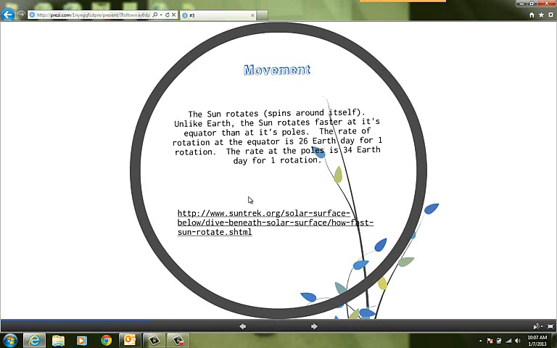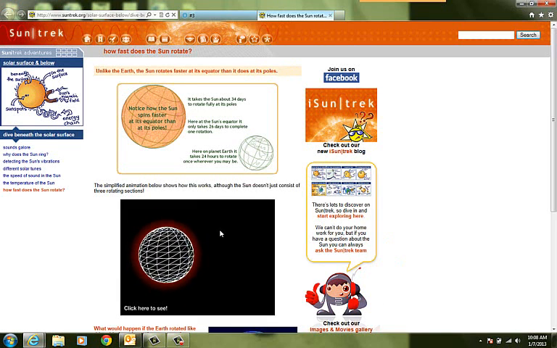So that means it takes 26 of our days on Earth for the sun to rotate one time around at its equator. The rate at the poles is 34 Earth days for one rotation. So that means it takes 34 of our days on Earth, so a little over a month, for it to rotate one time. Okay, so here's a little demonstration.